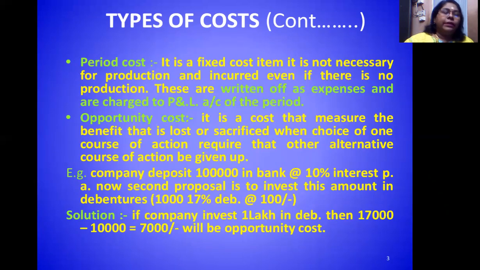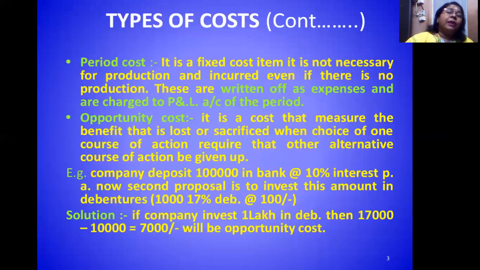Then how to calculate the opportunity cost based on this example? 17,000 minus 10,000. What does 17,000 mean? It is the amount of interest that I'm going to get because I'm going to invest the amount in the debentures, that is 1,000 into 100 into 17 percentage. So the amount of interest I'm getting if I invest in the debentures is 17,000.